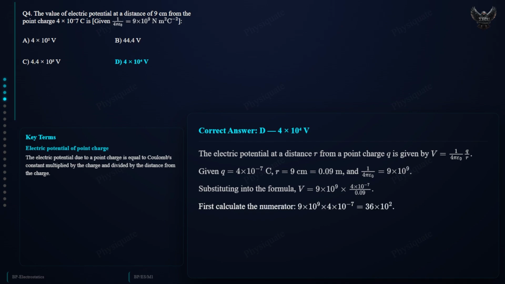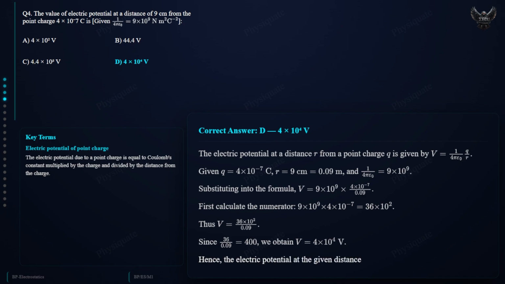9 times 10 to the power 9 times 4 times 10 to the power minus 7 equals 36 times 10 to the power 2. Thus V equals 36 times 10 to the power 2 divided by 0.09. Since 36 divided by 0.09 equals 400, we obtain V equals 4 times 10 to the power 4 volt. Hence, the electric potential at the given distance is 4 times 10 to the power 4 volt.